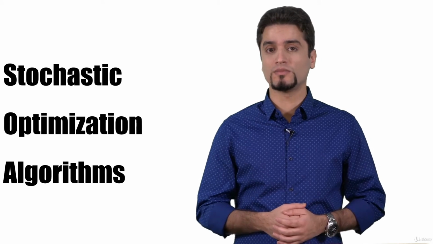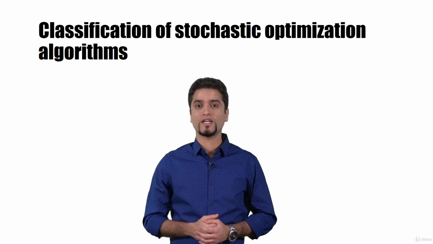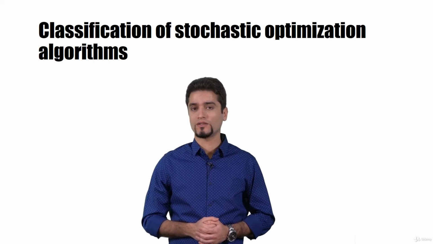Hi everyone. In the last video, we talked about single objective optimization and finished off with the definition of stochastic optimization algorithms. In this video, we're going to be talking about the stochastic optimization algorithms a little bit more. There are different classifications for the stochastic optimization algorithms.